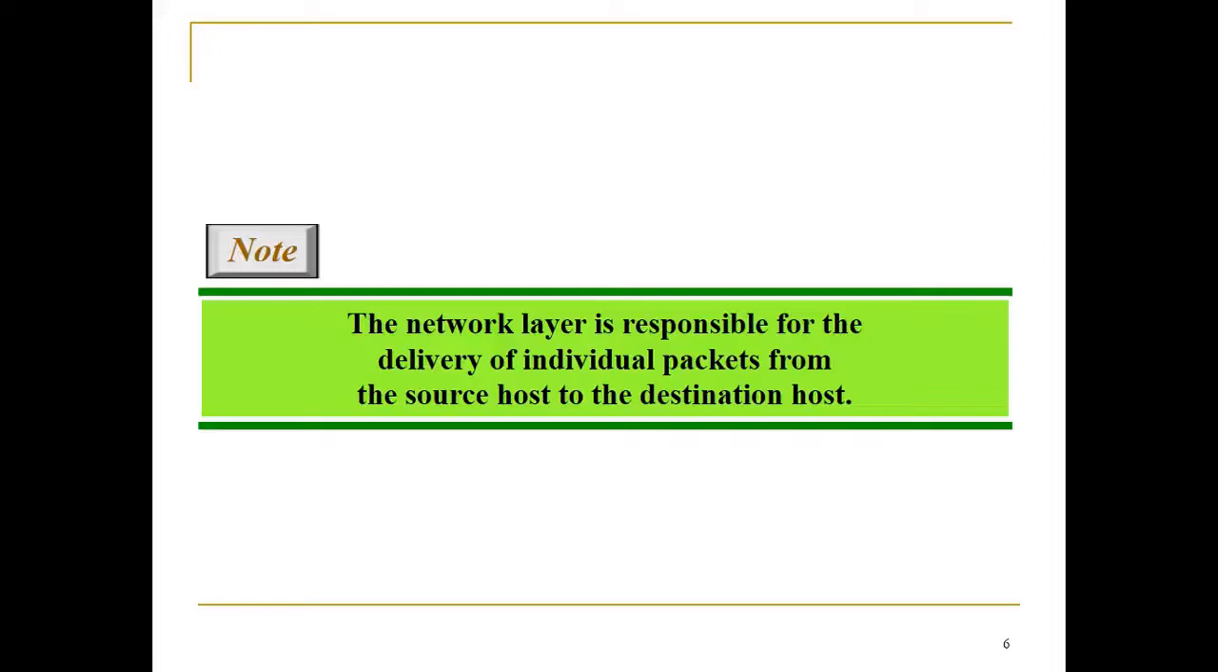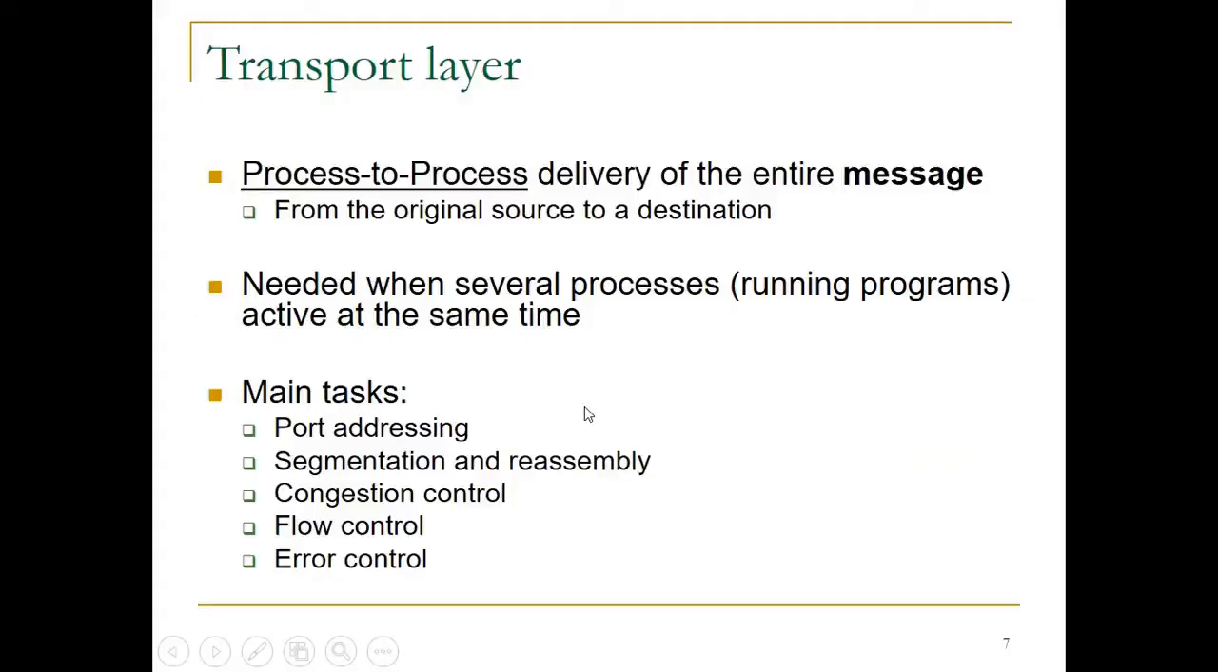In terms of port addressing, segmentation and reassembly, and how to address congestion control and flow control, these are all key things that revolve around processes. So we say process-to-process delivery is one of the key responsibilities of the transport layer. It delivers process-to-process transmission for entire messages, from a source to a destination.